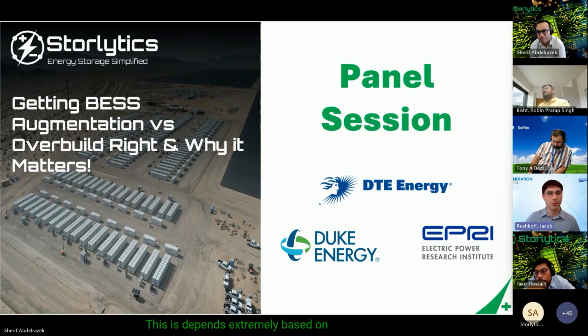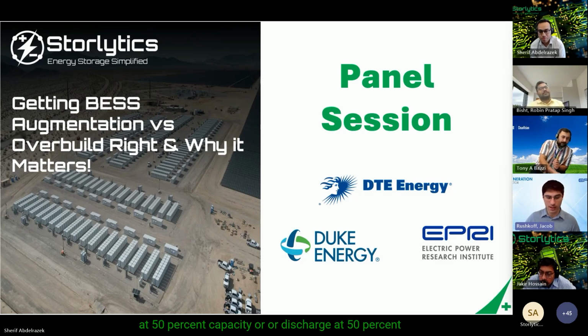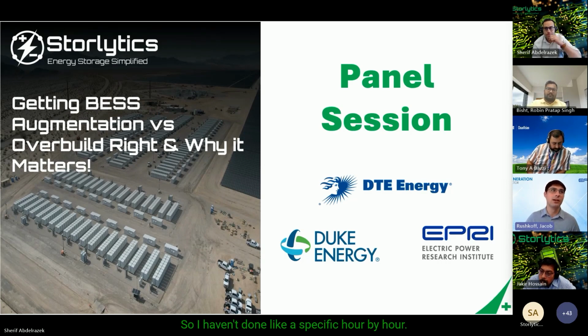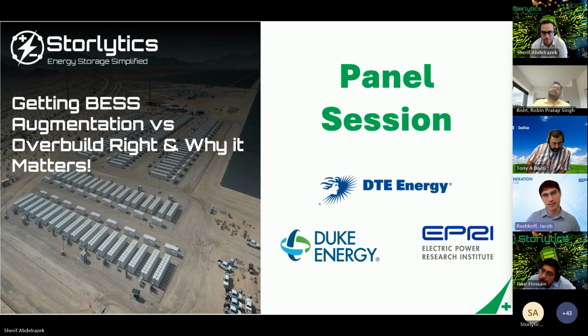This depends extremely on what market you're in. It can even depend on what node you're assigned. But oftentimes I do see something like a 50-50, where it'll charge at 50% capacity or discharge at 50% capacity and then bid the other 50% of capacity to ancillary services. That's not always true though. I haven't done a specific hour-by-hour aggregation of most common bidding strategies. That's not a bad idea to take a look at.